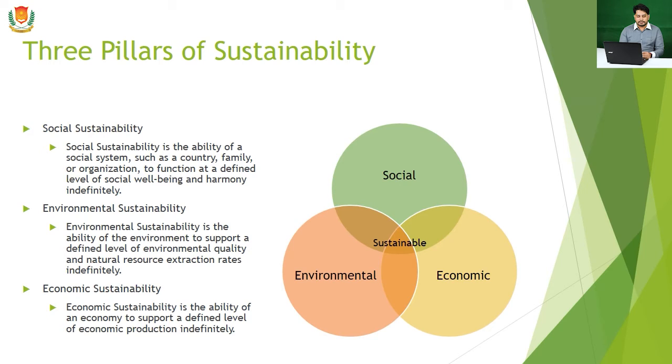Then comes economic sustainability. Economic sustainability is the ability of an economy to support a defined level of economic production indefinitely. So, an economy should support an economic production indefinitely. Then only it will be called economic sustainability. Now, going further, these are the desired outcomes of sustainable development. What are the outcomes of sustainable development? What do we want out of sustainable development? All these factors are listed in front of your screen.